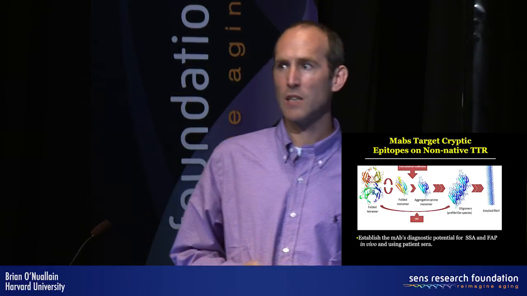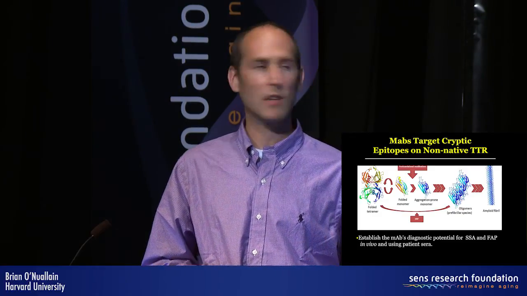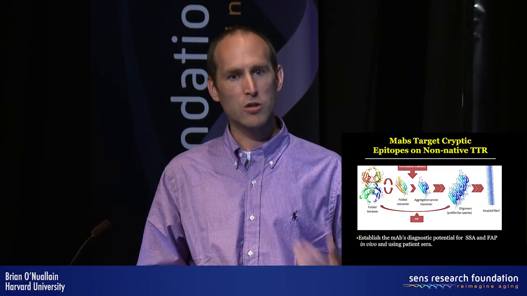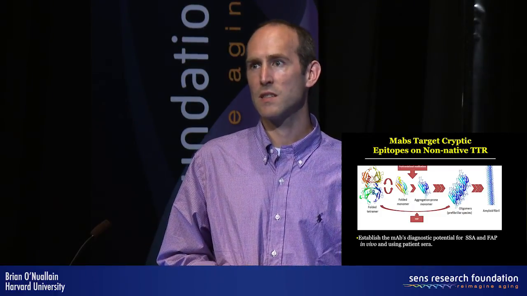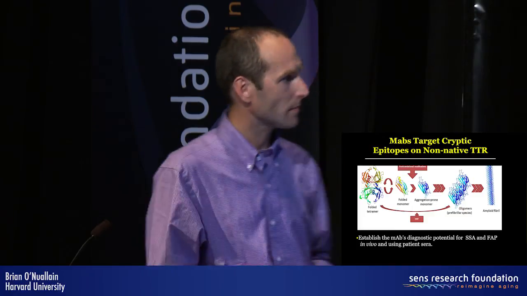However, we're really at the beginning of this, and we really have to determine the diagnostic potential of these antibodies in vivo using a mouse model of TTR amyloid. Also, another possibility for diagnostics is to determine whether any of these antibodies can be used, in essence, in a blood test. Can any of the antibodies detect TTR aggregates in the blood of patients?